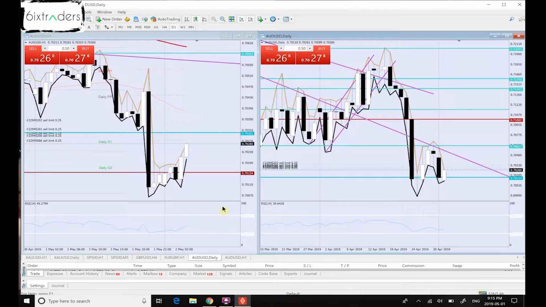So let's see if this is going to happen. It's testing S1 here, which is right where we're looking to get short.